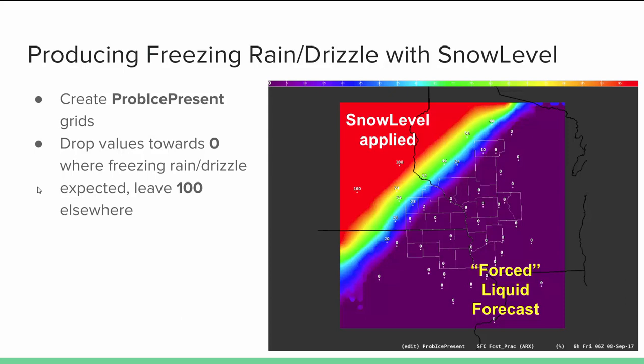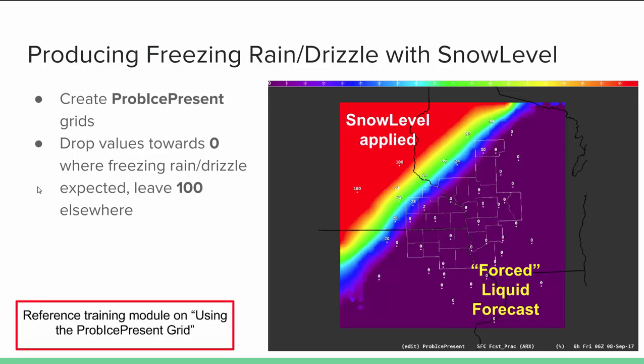Now, if you want to get that freezing rain or drizzle in, look at the bottom right where you've got 0 values. That's a forced liquid forecast. Here you're saying there's no ice in the cloud, so you're going to have to go with all freezing rain or freezing drizzle, depending upon the droplet size. There's a good training module in the Forecast Builder training plan on using the prob ice present grid. I would highly recommend going through that module so you can learn more about this prob ice present grid and how to utilize it even more so.